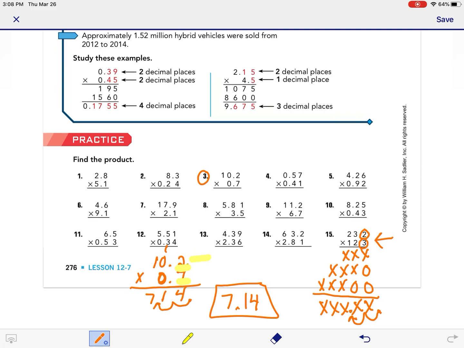All right, so that is lesson 12.7, and I will upload another video for lesson 12.8, which just adds one little tiny extra thing that you will totally be able to handle.